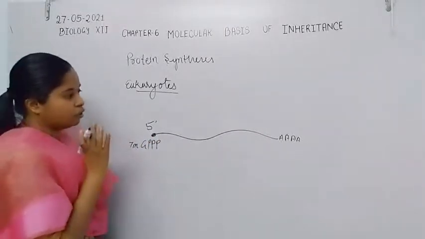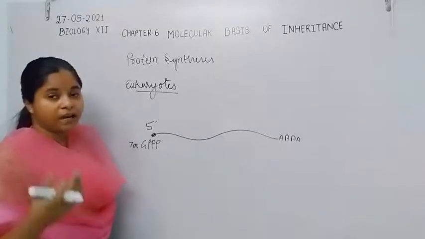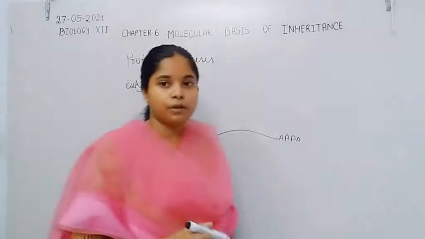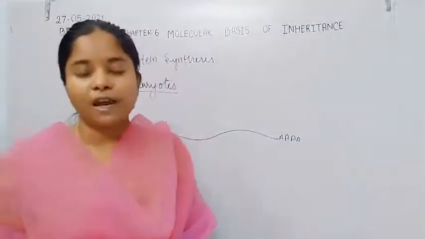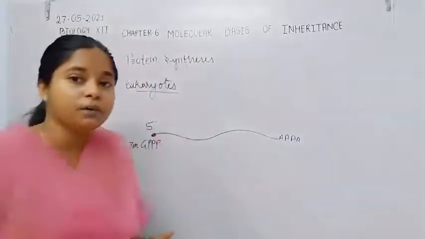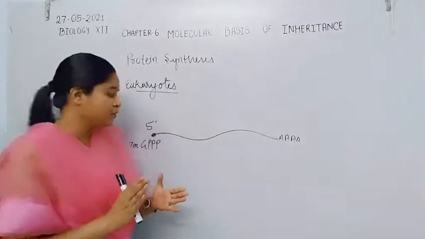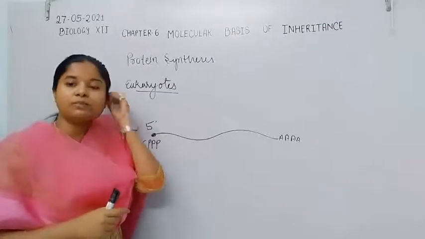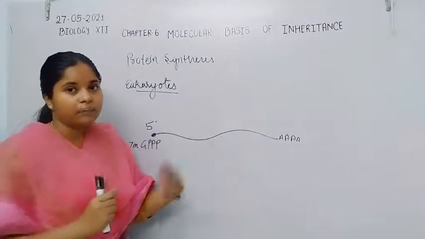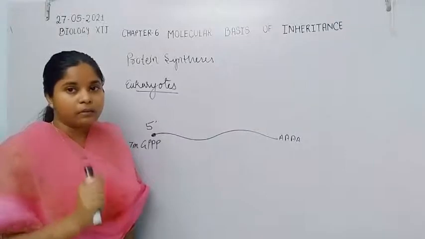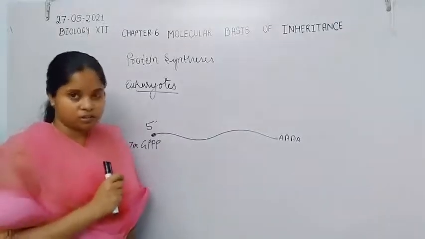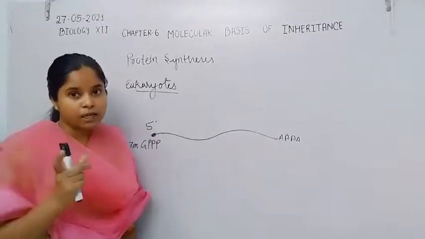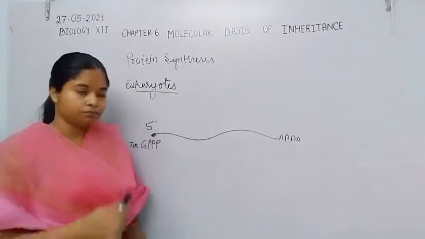So first the recognition takes place, recognized by the helicase enzyme, which, as we discussed in the previous class, functions in breaking the double or triple hydrogen bonds between the nucleotides of the DNA, but it also functions in the translation process by recognizing the specific sequence, also said to be the Kozak sequence.